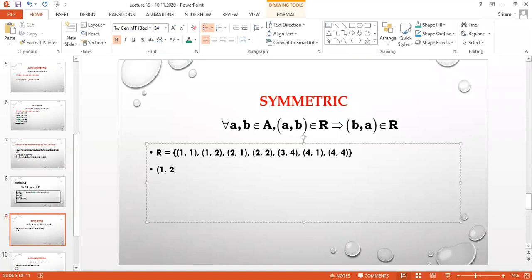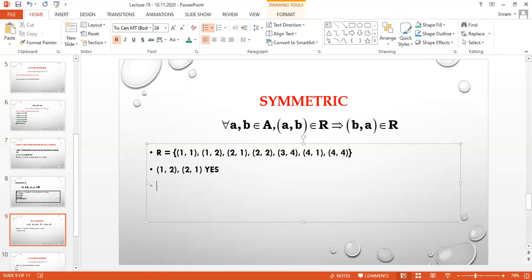I am going to take the non-reflexive pair, 1, 2. Then what is the opposite? If I say 1, 2, the opposite is 2, 1. I am going to check if I take 1, 2, then I should have 2, 1. Yes, 1, 2 and 2, 1 exist.